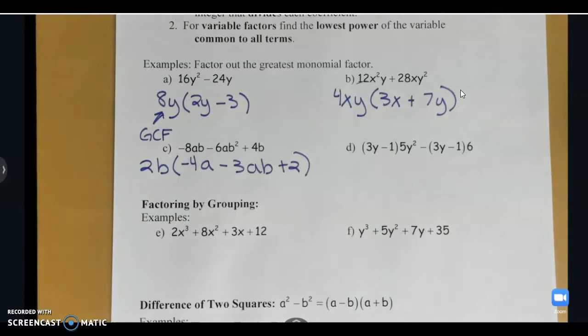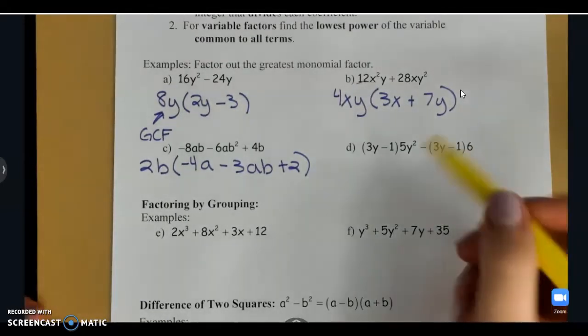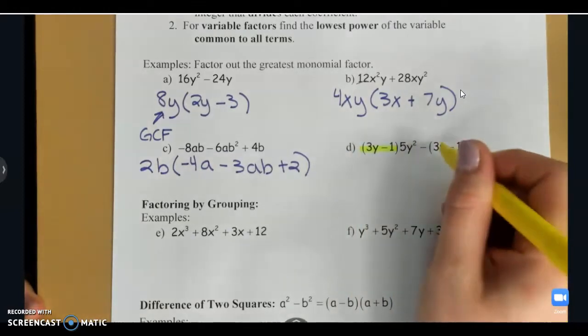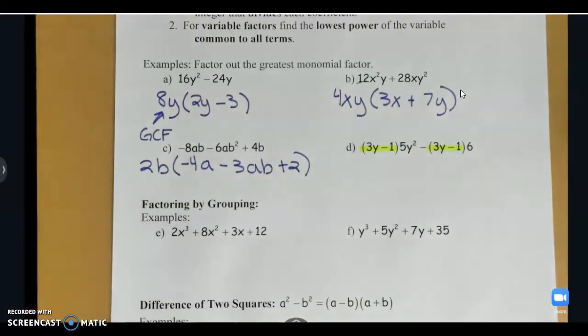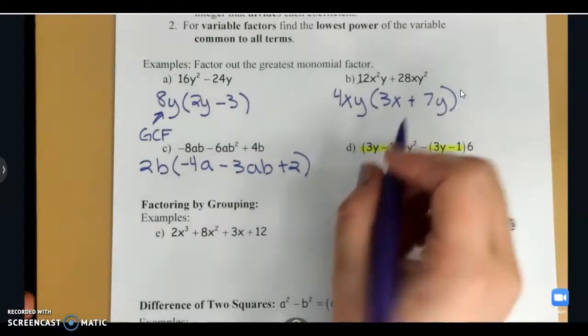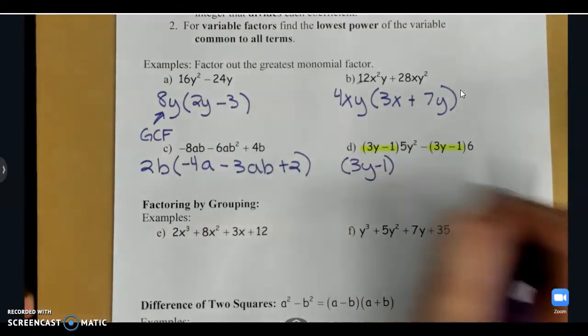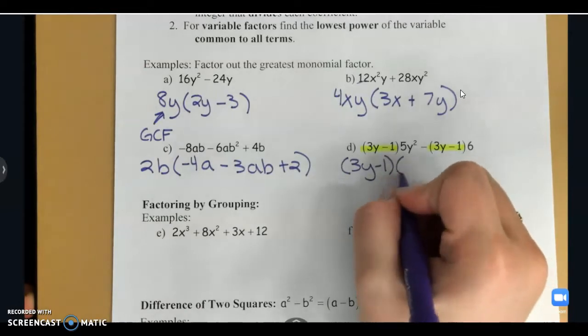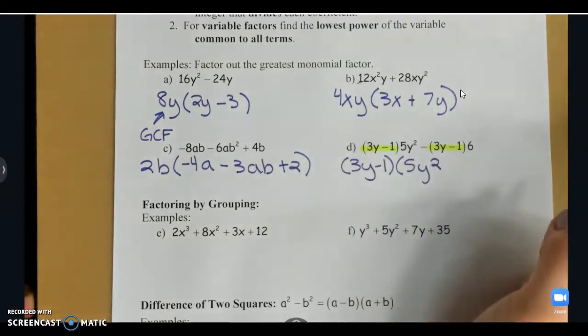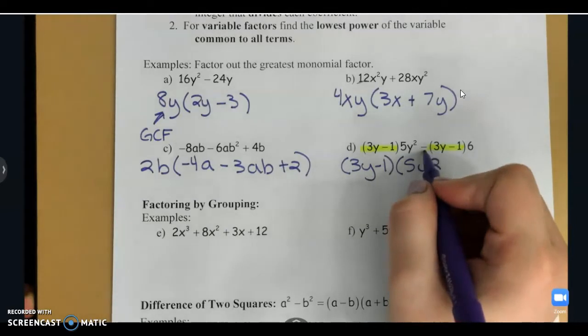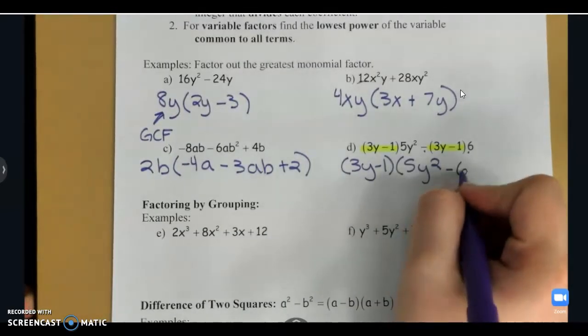Now on part D, this one looks a little different, but something our terms have in common here is this 3y minus 1. So that's actually considered a common factor. So I can factor out 3y minus 1, and for my first term I'm left with 5y squared, and on my second term I was left with that negative and the 6, so that's going to be negative 6.